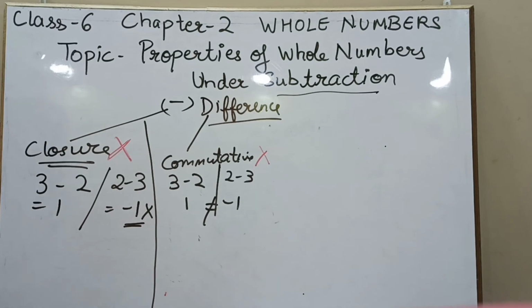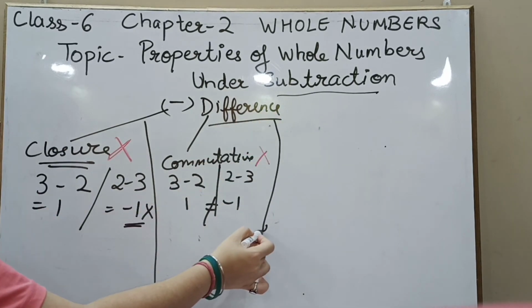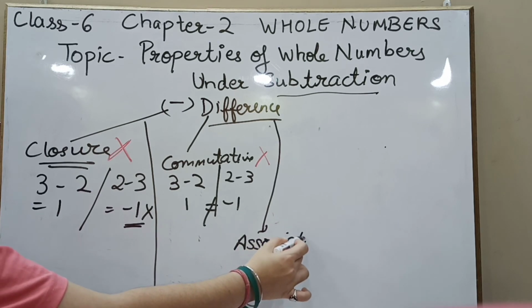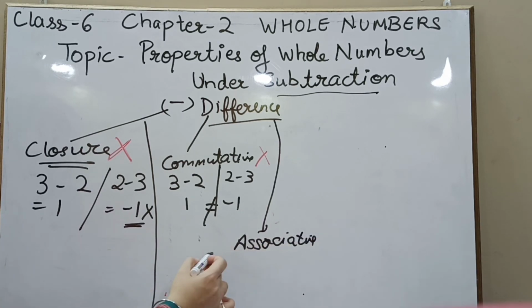Next property is associative property. When I talk about associative property, that is the property that I am going to deal with 3 numbers. अगर मैंने 3 numbers लिए, like let's say 2 minus 3 minus 1. 2 minus 3 कितना होता है? -1. और -1 कितना होता है? माइनस माइनस प्लस हो जाता है तो -2. So this does not hold true.